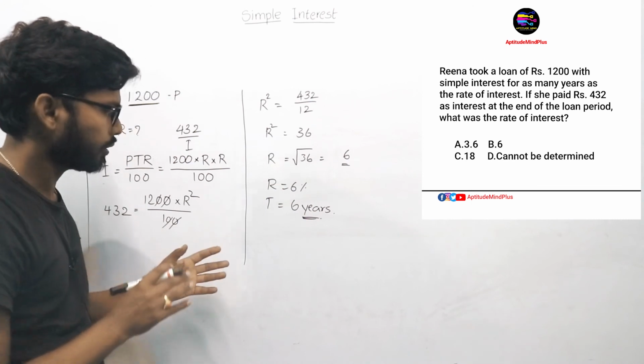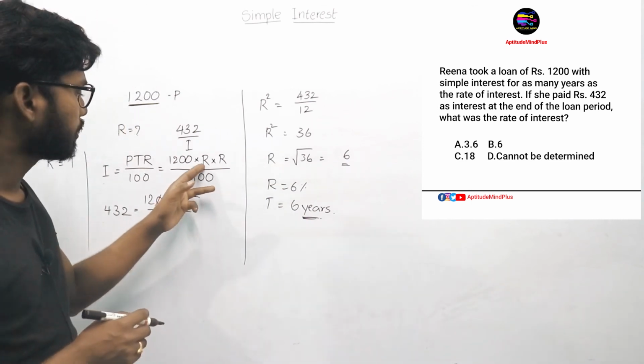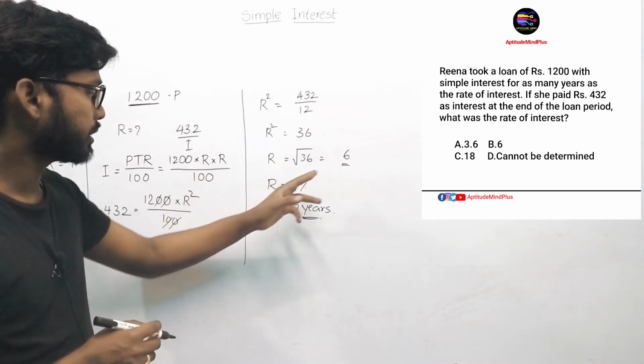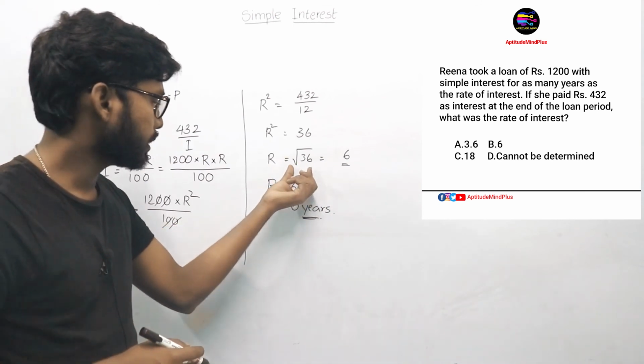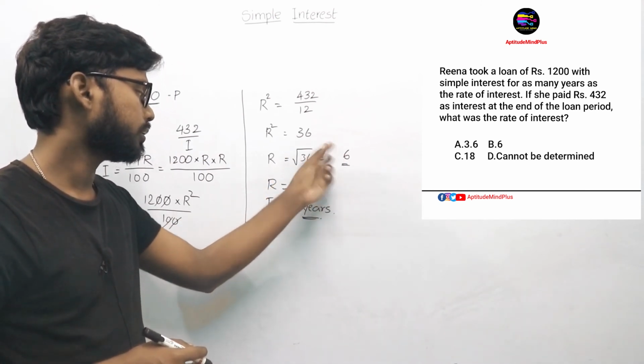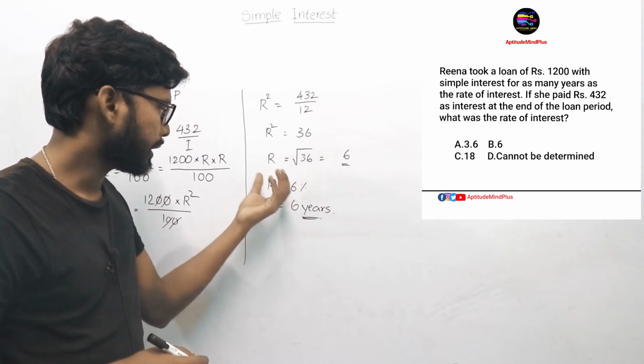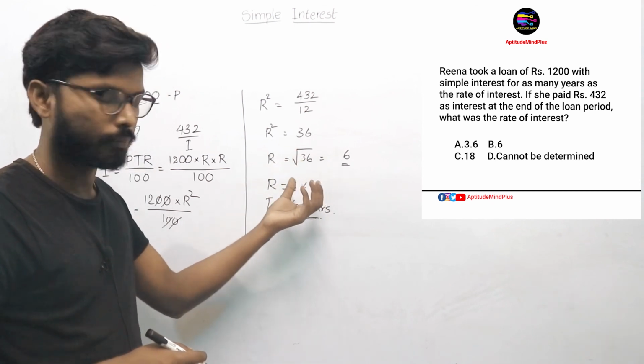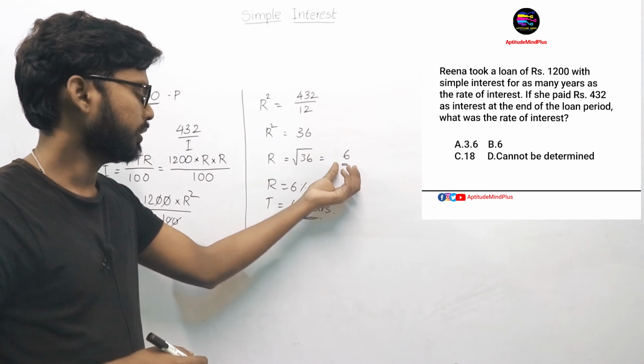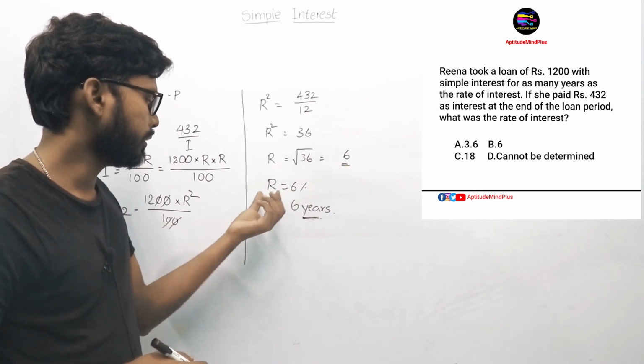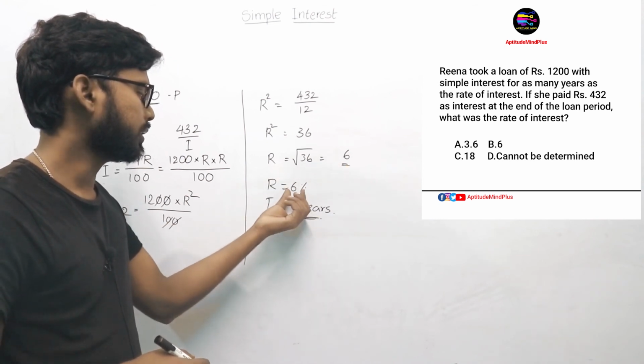So we got this. If you take T here, then you get T is 6 years. And in this case, T cannot be minus 6 because time will always be positive, 6 years. Okay. So this will be 6 years, and anyway T is equal to R, again you will get 6% as the rate of interest.